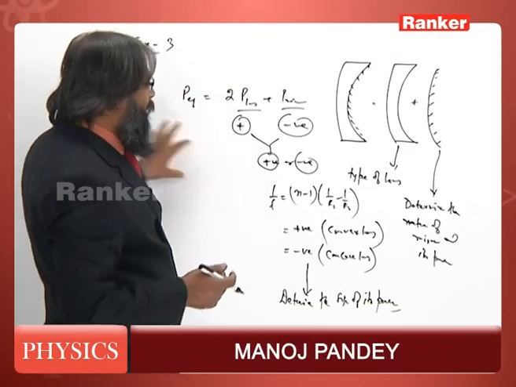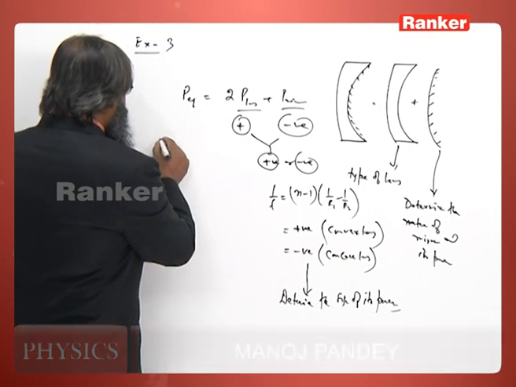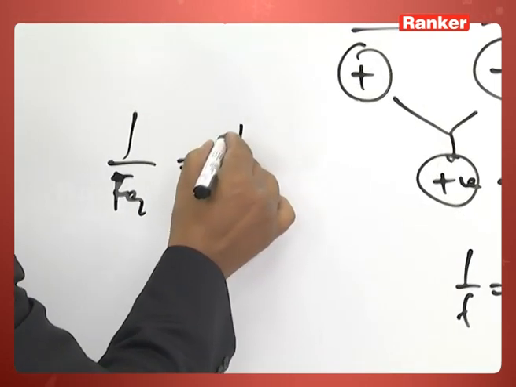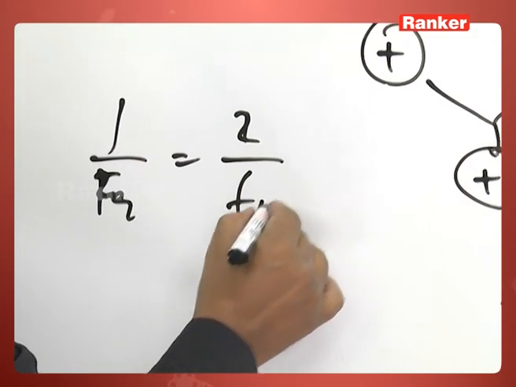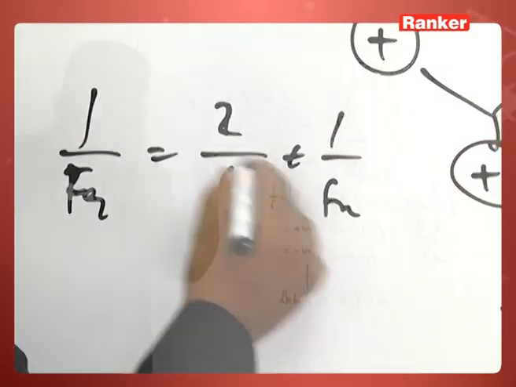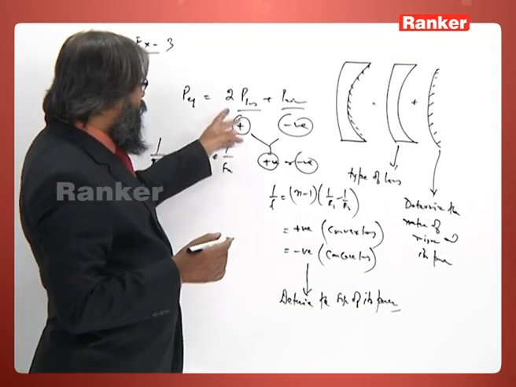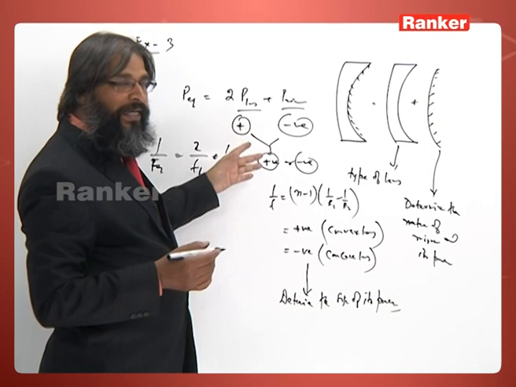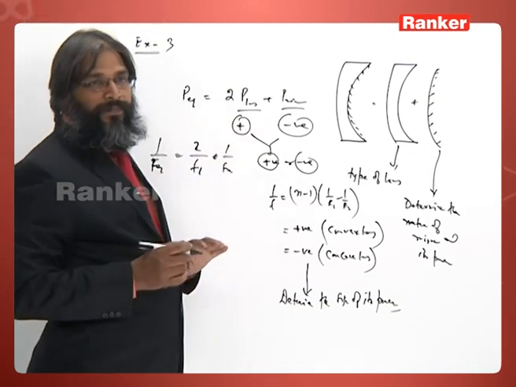And once you determine what type of lens, then always use that if this is F equivalent, then it will be 2 by F lens plus 1 by F mirror. Put this always with the sign. You first determine these signs here only and then put them in.